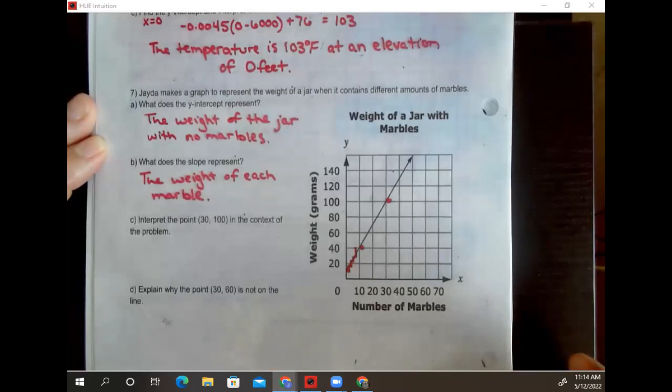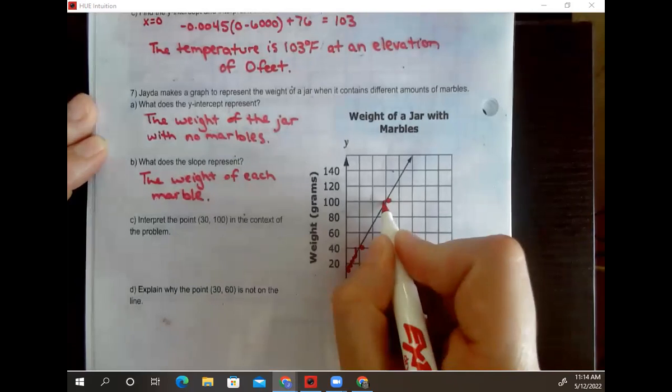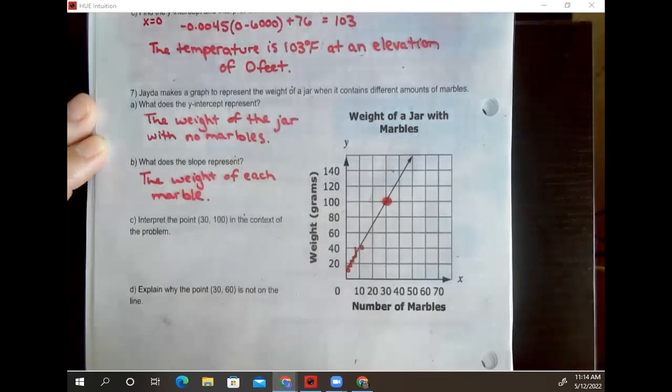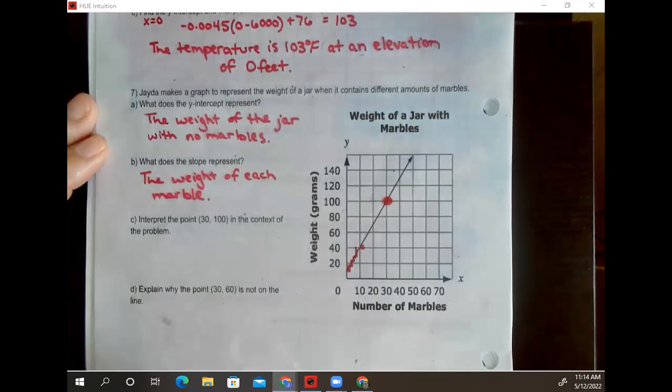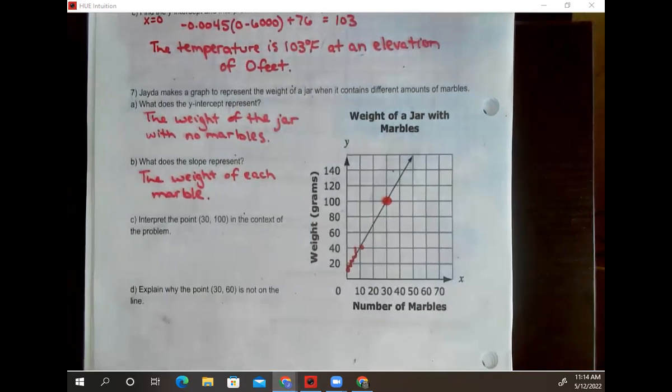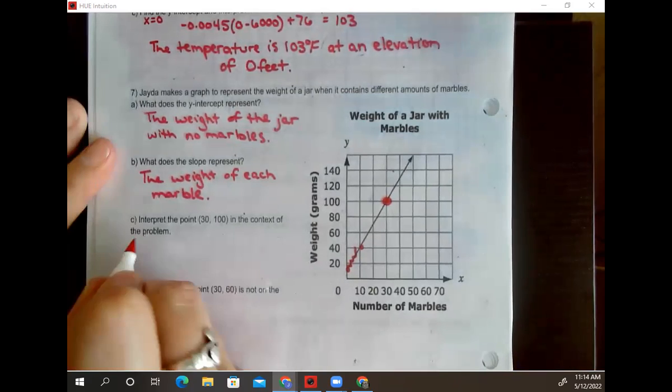C, interpret the point (30, 100). So that would be this point right here, (30, 100). So what does that mean? 30 what? 100 what? I just can't hear you. I'm sorry. 30 marbles. If I put 30 marbles in the jar, it weighs 100 grams.